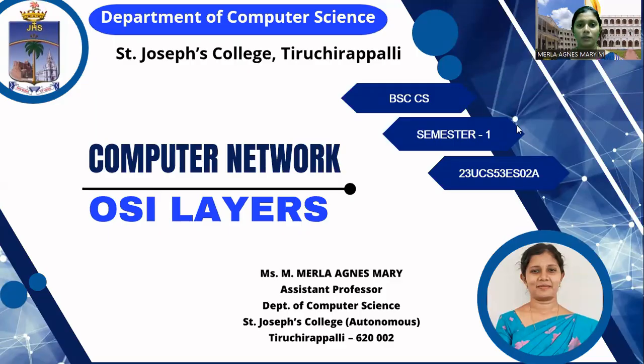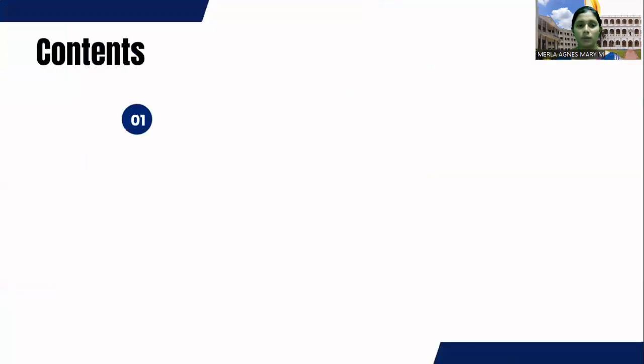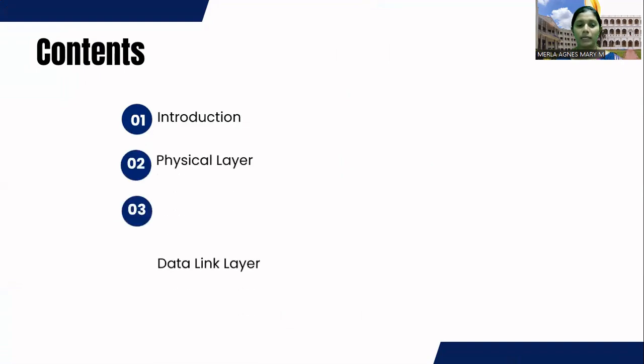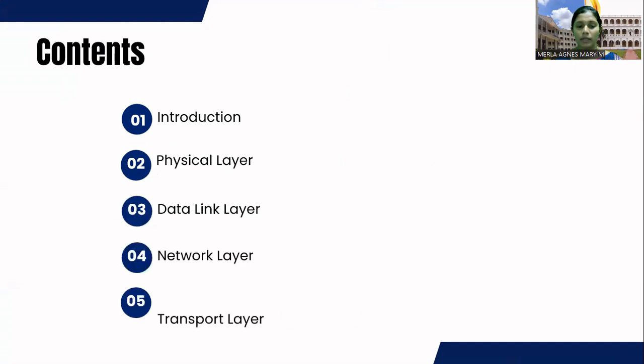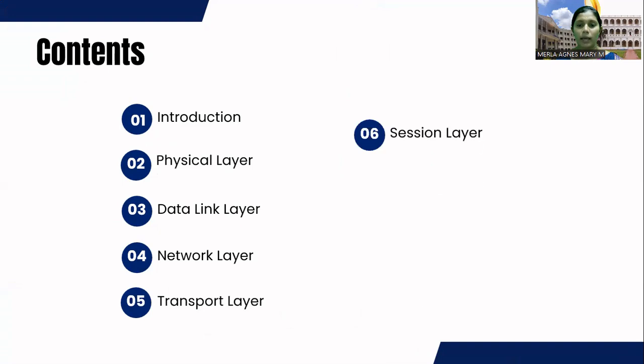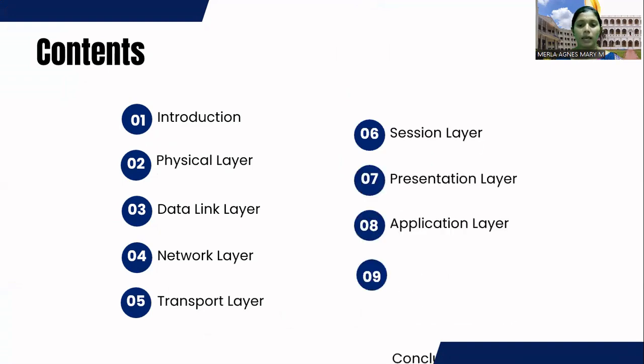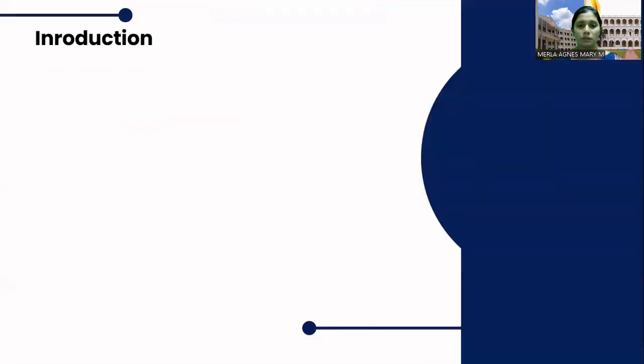So let's see what the OSI layers are and the different 7 layers of OSI. The contents we're going to see: first the introduction about the OSI layer, then the first layer of the OSI, the physical layer, second the data link layer, the third layer the network layer, the fourth layer the transport layer, and the session layer, the presentation layer, and the application layer, and at the end we're going to see the conclusion. Let's see one by one. So the first is the introduction.